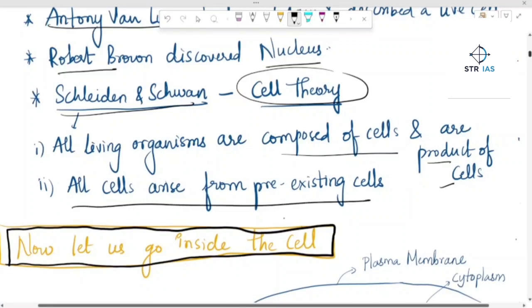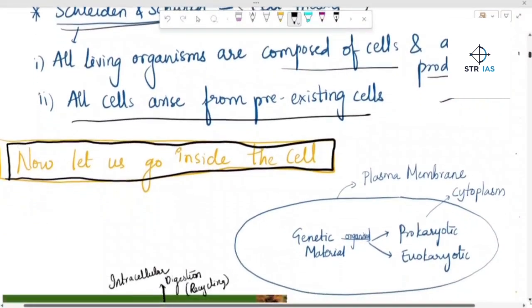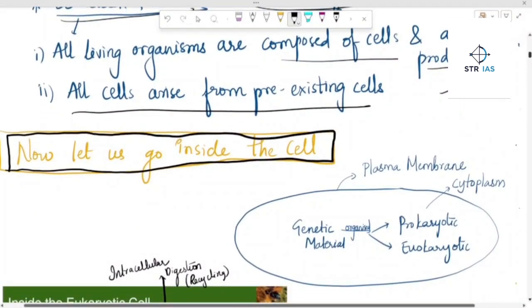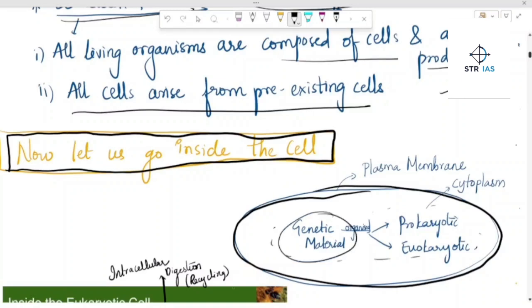Now let us look deeper into the cell, like what the cell has and what the organelles or parts of the cell are. The cell will have a cell membrane. As I told, it needs to have a cell membrane or plasma membrane, and a fluid called cytoplasm. And it should have a genetic material called DNA or RNA, and it needs to be organized. If it is organized well, then it is called eukaryotic. If it is not organized well, then it is called prokaryotic.